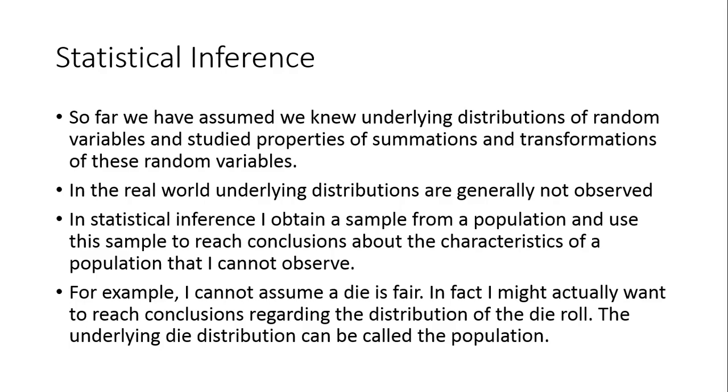For example, if I roll a die, I cannot assume that the die is fair. It's reasonable that it's fair, but it's not always true. In fact, I might actually want to reach conclusions regarding the distribution of the die roll. The underlying distribution of the die roll can be called the population in this case. I think it's a fair die, I think it should be a 1/6 chance for each number, but I don't know this for a fact. So what is the population in this case? It is the distribution of the die roll that can take on the numbers 1 through 6 and that I don't normally know. So this is the population.